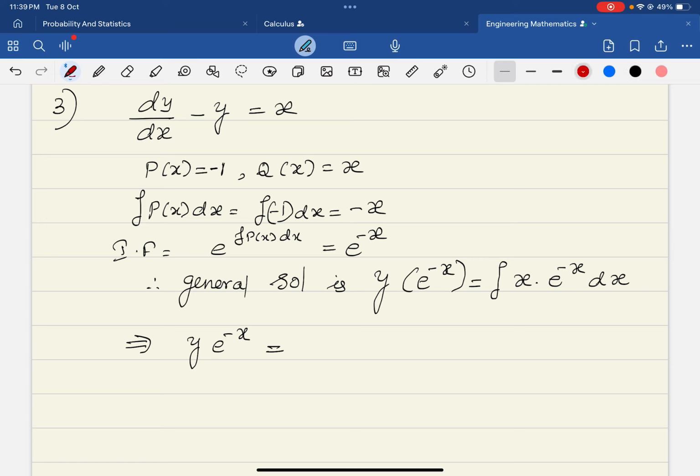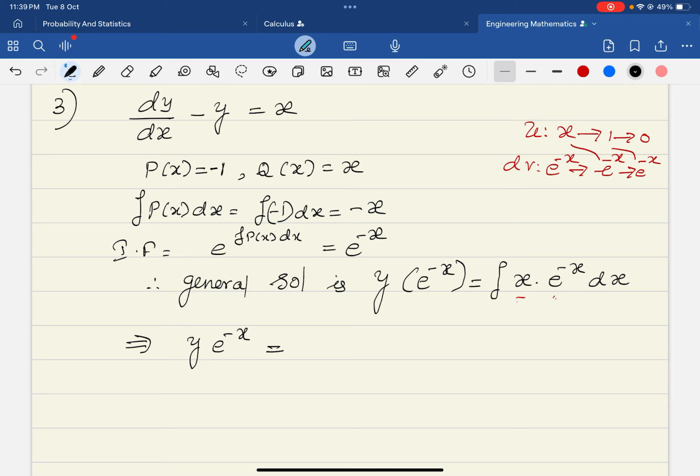Using the method of integration by parts, this is x into e raised to minus x. You know the Bernoulli's form. So, what is u here? u is x and dv is e raised to minus x. So, x's derivative is 1, 1's derivative is 0. And the integral of e raised to minus x is minus e raised to minus x. Again, its integral is e raised to minus x. So, we have to multiply this and this and this and this.